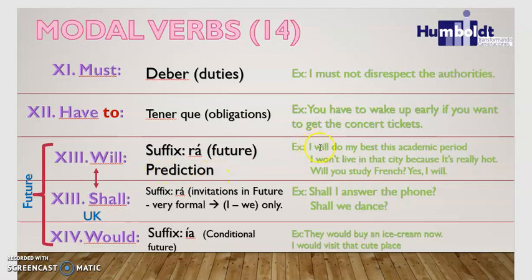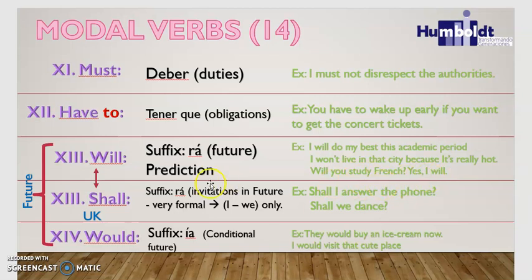So we have an example. I will do my best this academic period. Haré o daré lo mejor de mí en este periodo académico. In the number 2, I won't live in that city because it's really hot. No viviré en esa ciudad porque es muy peligrosa o hace mucho calor allá. Remember that won't is the contraction of will not. And the final example is, will you study French? Yes, I will. ¿Estudiarás francés? Sí.